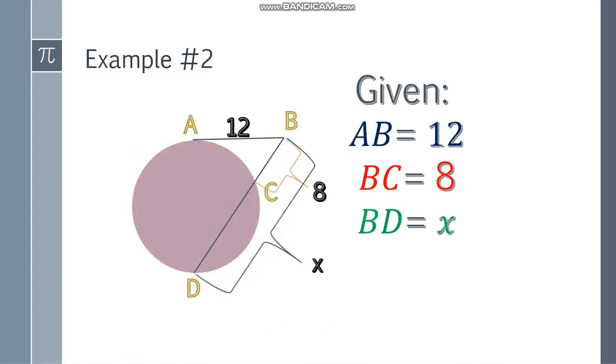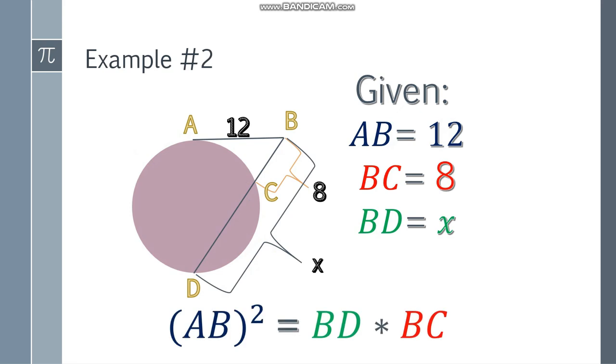Moving on, let's go to example number 2. We have the given AB, the tangent, is 12 units, and BC, the external segment of the secant, is 8, and BD, the whole secant, is X. We are asked to find the value of the whole secant.